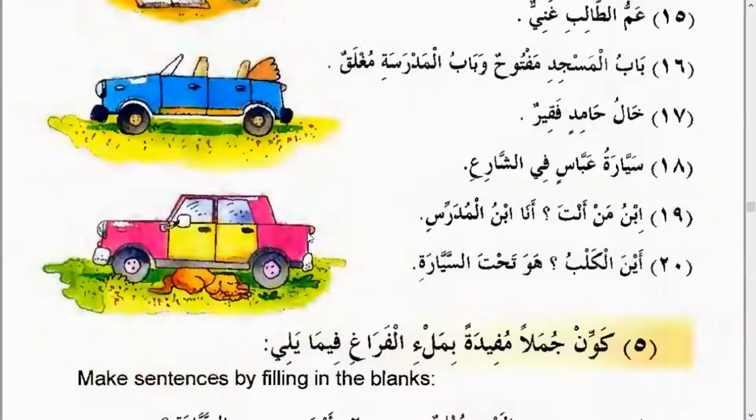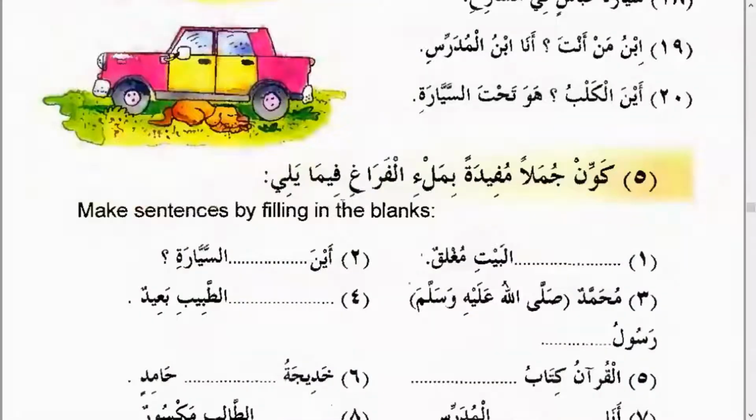Huwa tahta sayyara. So we learned about another thing, huwa tahta. Tahta is an adverb which is below the car. Below the cars, right? And this also makes the following word get a kasra. The following word gets a kasra for this word also. Huwa tahta sayyara.